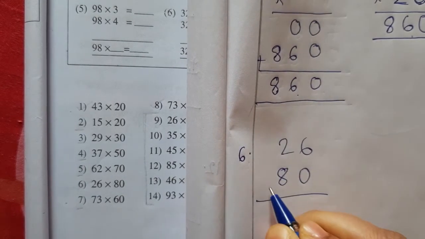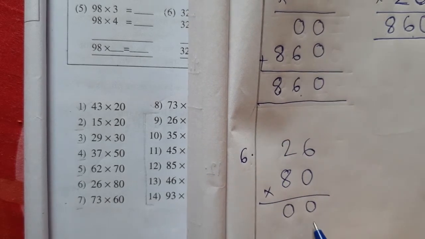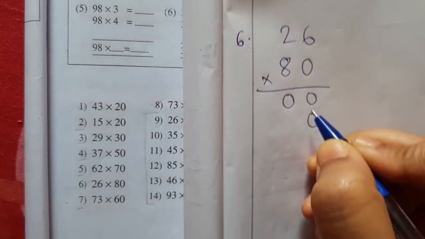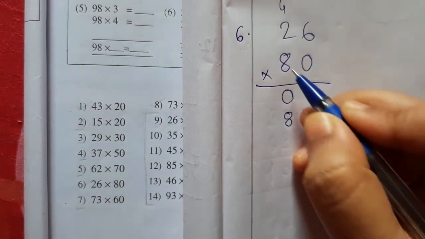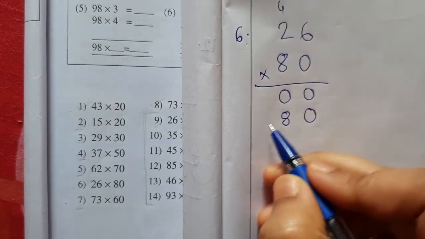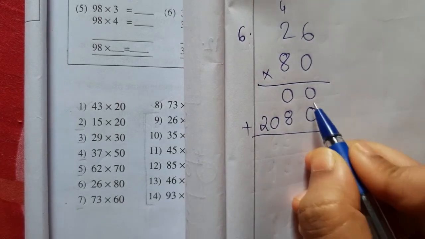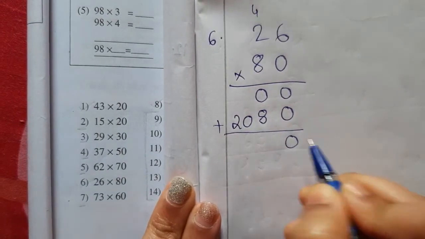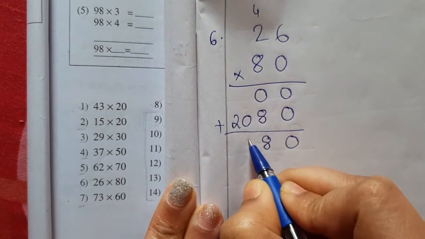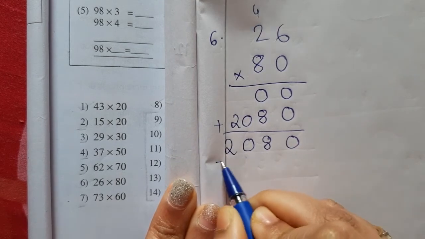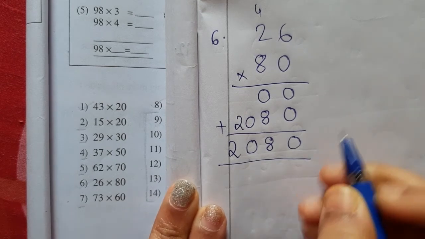26 and 80. 0 6s are 0, 0 2s are 0. Done. Now we have to put another 0 here. 8 6s are how much? 48. You know, right? 8 2s are 16. 16 plus 4 is how much? 20. No? Now we are going to add. 0 is 0 is 0. 0 plus 8 is 8. Nothing is there on the top, so we are going to simply put these numbers here. 2080 becomes the answer.